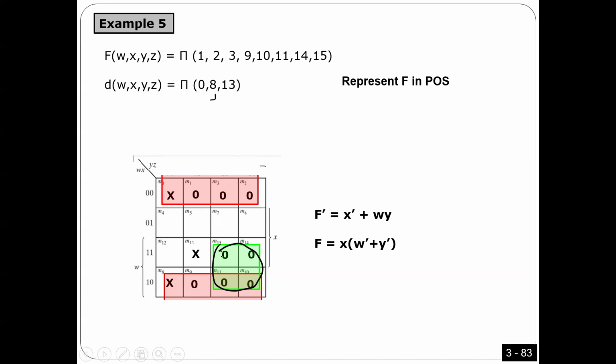zeros together. This actually is going to give you W1. Okay, so this is f prime. Then after I get f prime, I can calculate f this way. Any question?